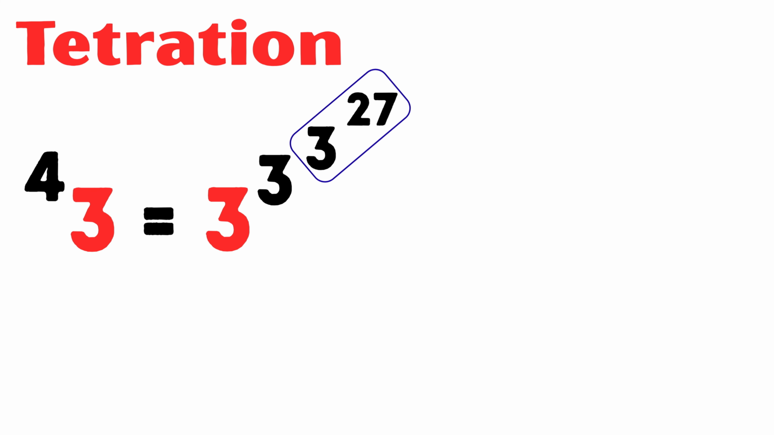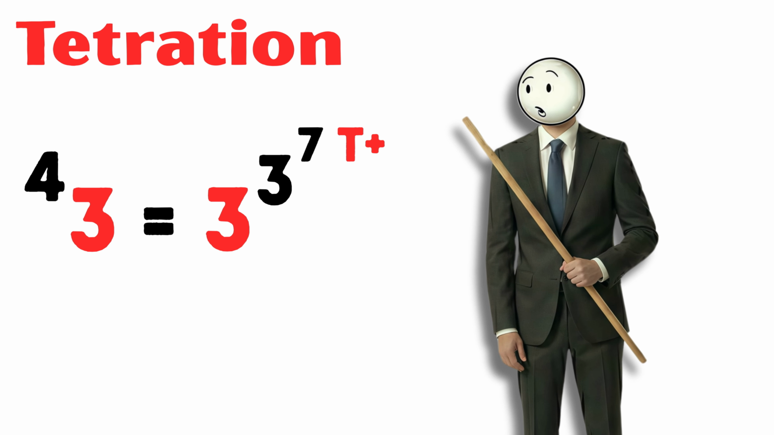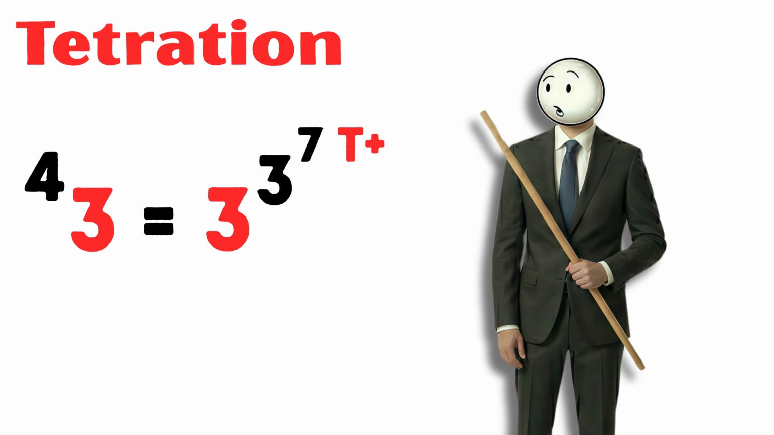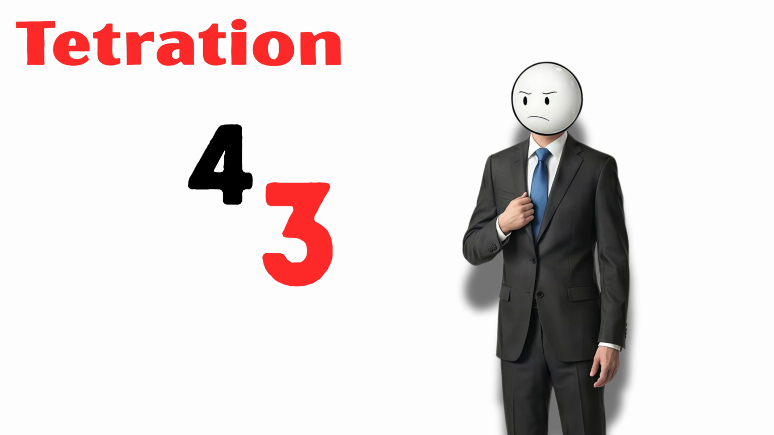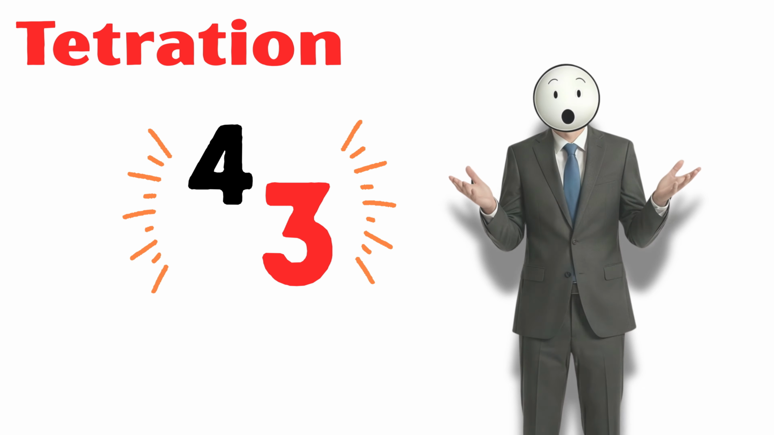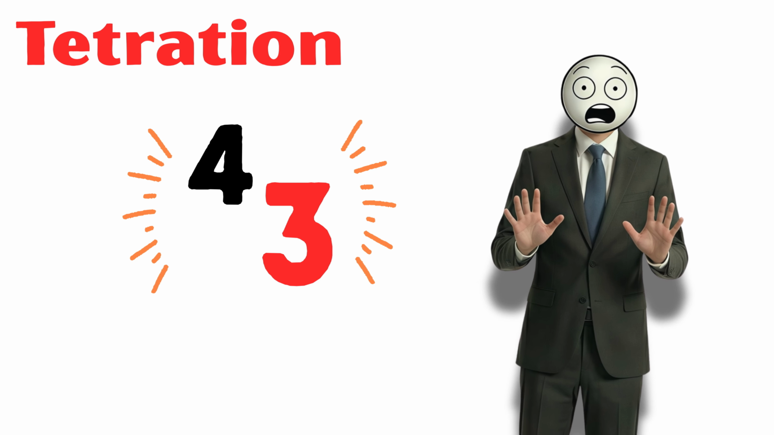3 to the power of 27 is already more than 7 trillion. Multiplying 3 by itself that many times results in a gigantic number with over 3 trillion digits. With just the tiny numbers 3 and 4, tetration creates values so enormous they are physically hard to imagine.